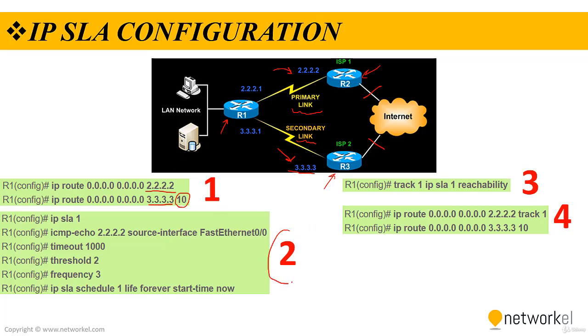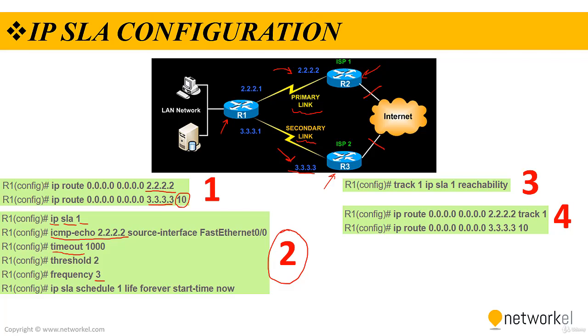Okay, let's check the second step now. The second config defines and starts an IPSLA probe, and that is starting with IPSLA 1. Okay. The ICMP echo probe sends an ICMP echo packet to next hop IP 2.2.2.2. You can see it here, and it is being sent every 3 seconds, guys, as defined by the frequency parameter you can see in here.